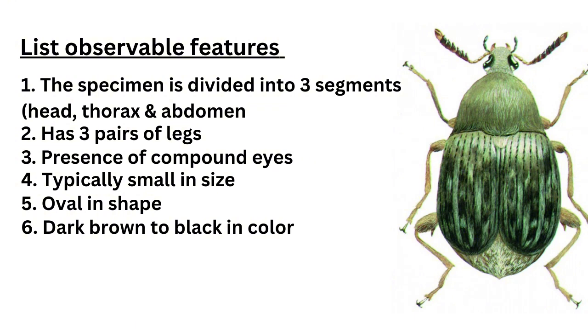When you look at the specimen that will be presented before you, you would find out that it is small. And most times when you want to observe, you have to use your hand lens. Now another one is that it is oval in shape, and the color ranges from brown to black. So these are observable features of the specimen.